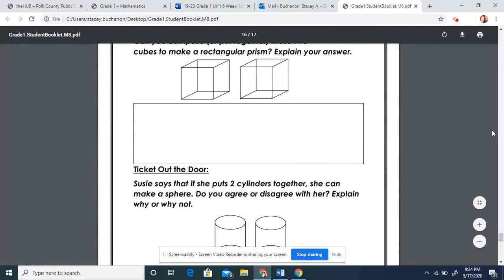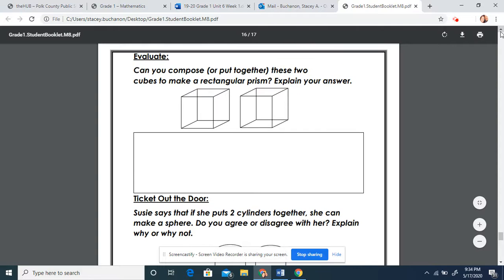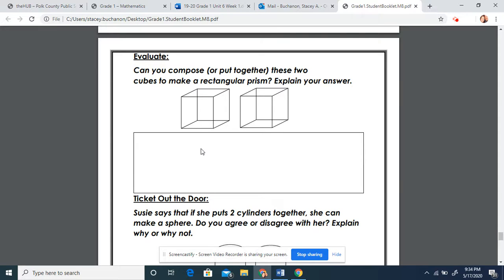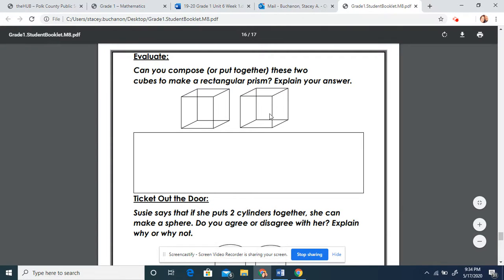So could you put together these two cubes to make a rectangular prism? If you had two cubes or little blocks, could you put them side by side to make a rectangular prism? Yes or no? Yes, you could just slide them together and they would be long like a rectangular prism. Because a rectangular prism is just like two cubes put together.